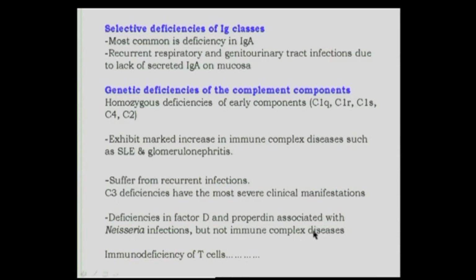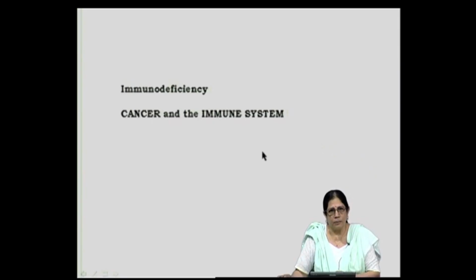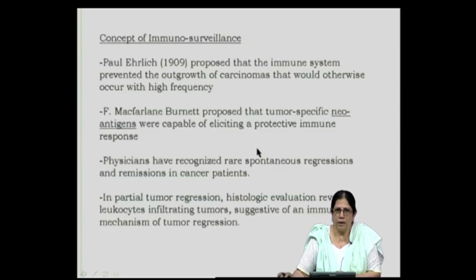Now, as I said earlier, there are of course an equal number of immunodeficiencies of the T cells, but that will be dealt with in a separate lecture. Now, I come to the subject of cancer and the immune system. Why does cancer come under immunodeficiencies? Why do we study this disease, cancer, under the immune system? I would like to tell you a little bit about the history of cancer and the immune system.